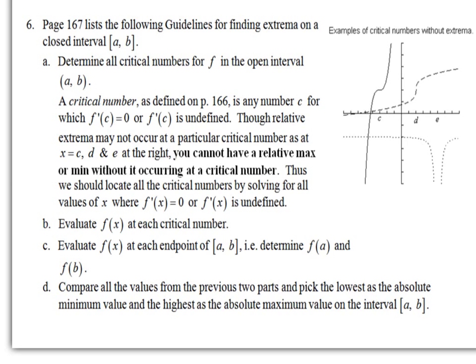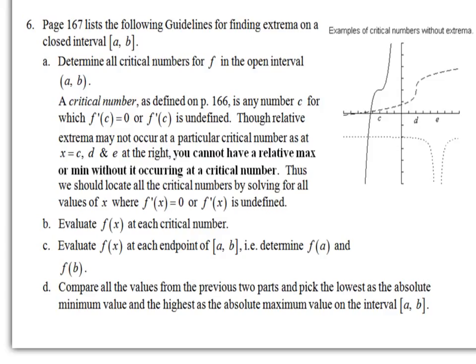And then one more step, you want to determine what the output values are at each of the endpoints. So you have to determine f of a and f of b. So once you have all the output values at your critical numbers and all the output values at your endpoints, then you just compare them, okay? And whichever is the lowest of those output values, that's the absolute minimum on your interval. And whichever one's the highest, that's your absolute max. That's all there is to it.